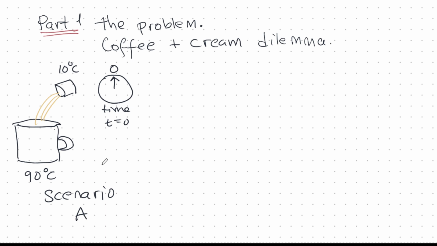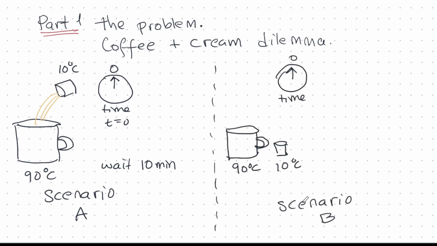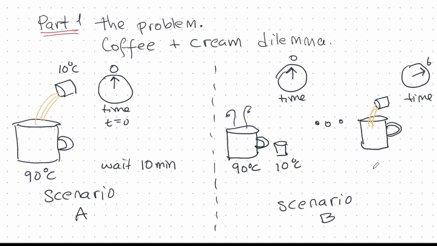And we're going to wait, let's say, it could be any time, but let's take 10 minutes of waiting time. And then we're going to drink the coffee and see, well, how hot is it? So in scenario B, we start off the same way, 90 degrees C for the coffee and a nice cool 10 degrees C for the cream, but we don't mix it right away. Instead, we wait for, let's say, 6 minutes. And that's 360 seconds. And then we mix it at time t equals 360 seconds.